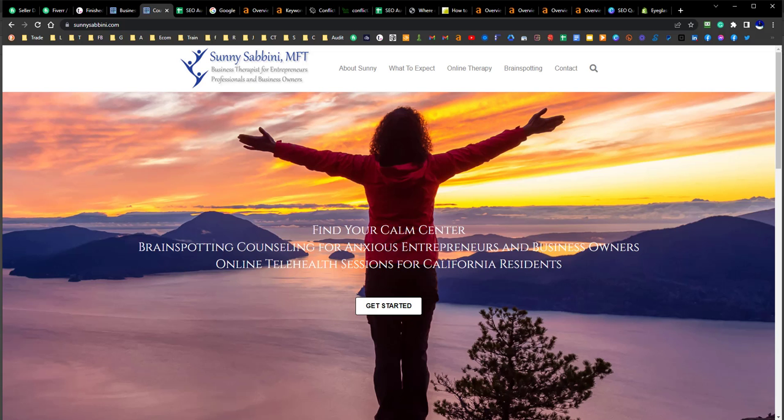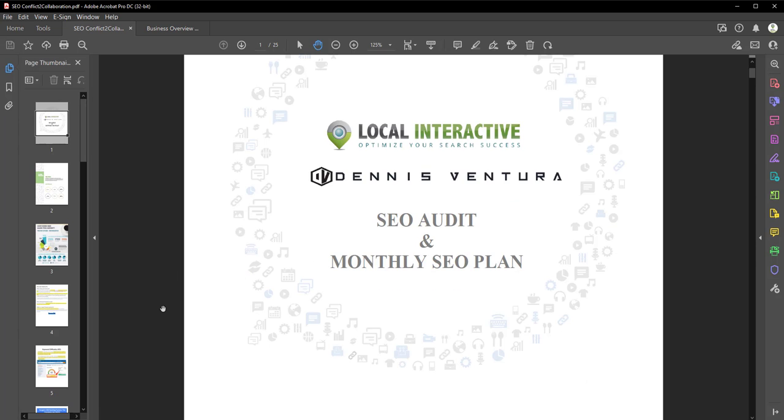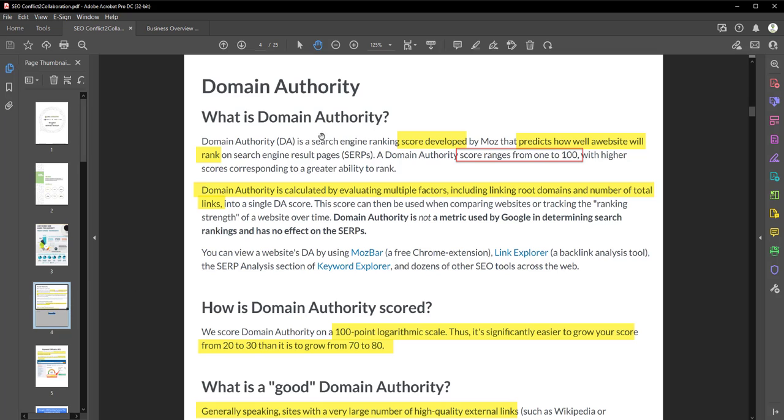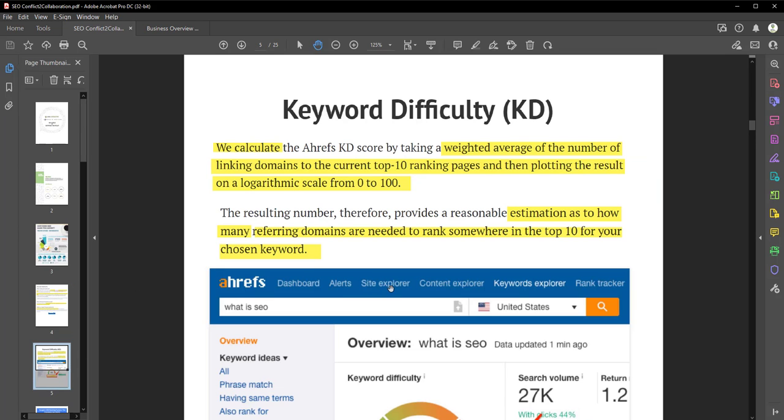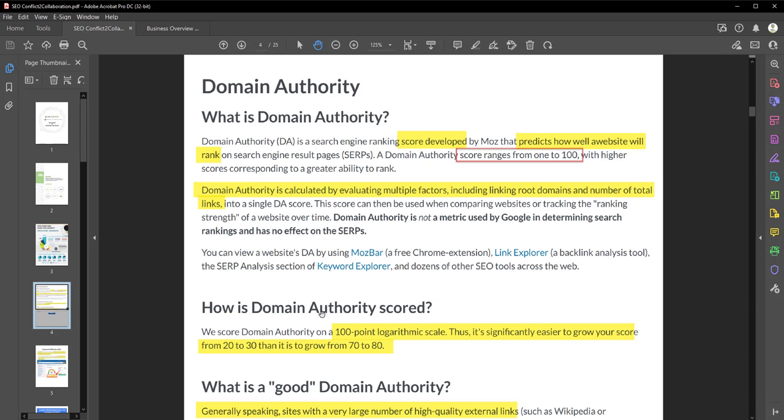So the main things that you're going to want to keep in mind that are germane to this video from last video are this idea of domain authority and keyword difficulty. Okay, these are kind of at the fundamental foundational level of what this type of marketing entails. So there's two types right there.